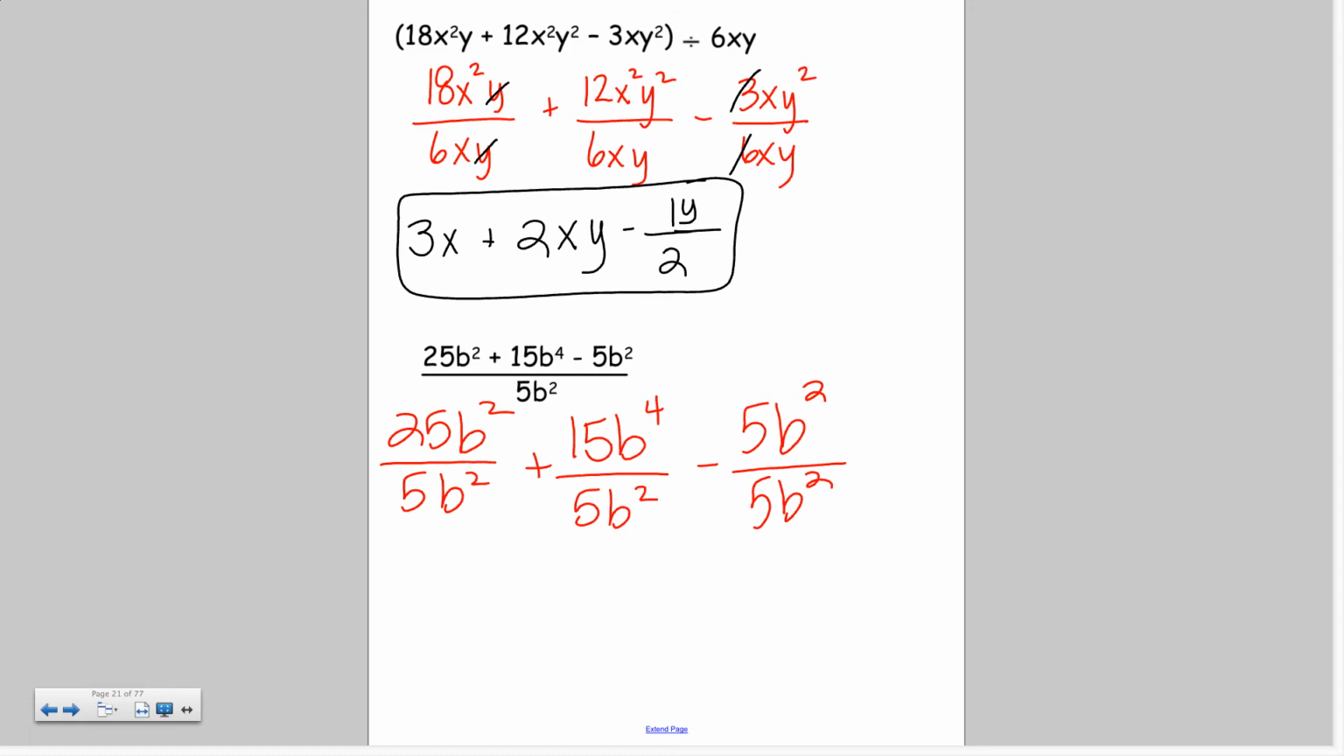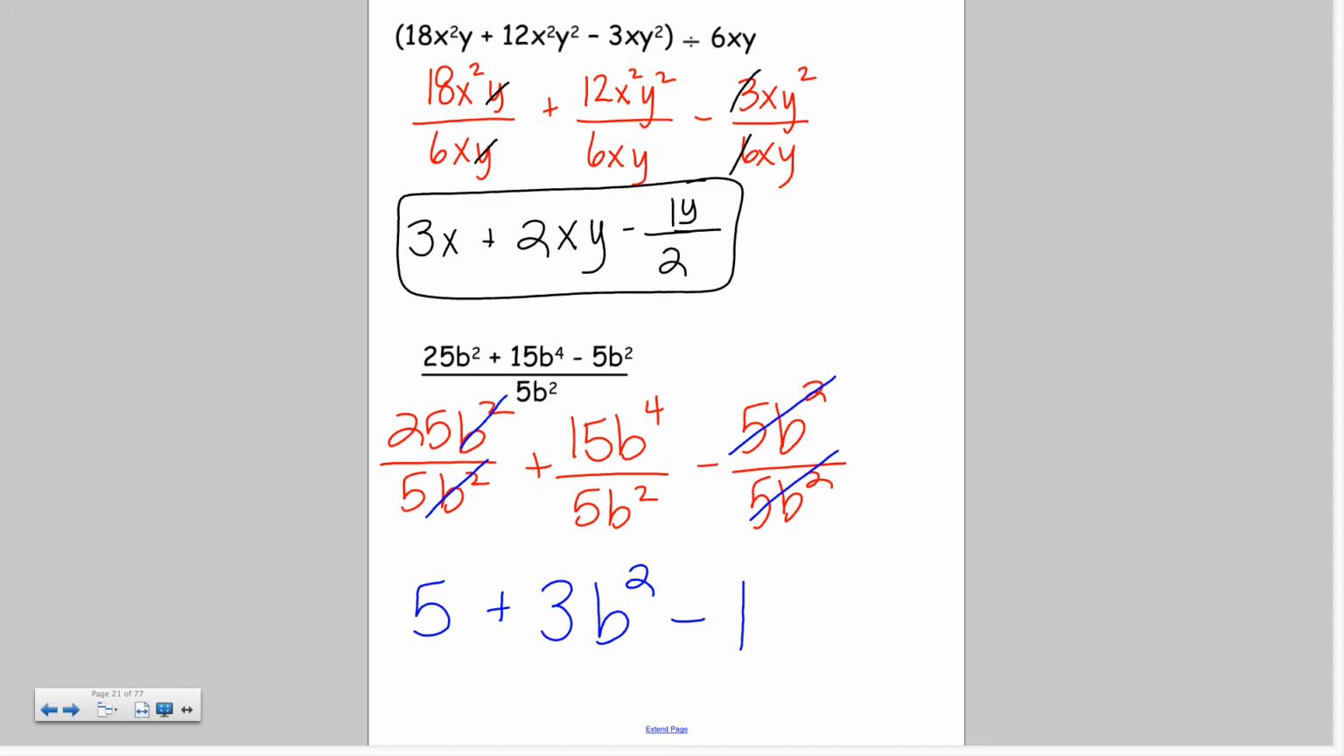Alright, now I'm going to go through and divide everything. So 25 divided by 5 is 5, and b squared over b squared cancels out. So I'm going to have a 1, and 1 times 5 is just 5, so I'm just going to leave it at just 5. All right, move on to the second one. 15 divided by 5 is 3, and I've got b to the 4th over b squared, so 4 minus 2 is 2, so that leaves me with b squared. Then if you'll notice the very last piece, I've got the same thing over itself, 5b squared over 5b squared. So that is going to cancel out and leave me that 1.